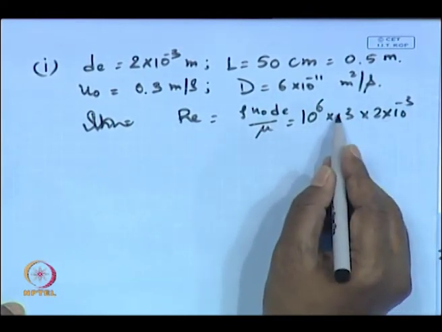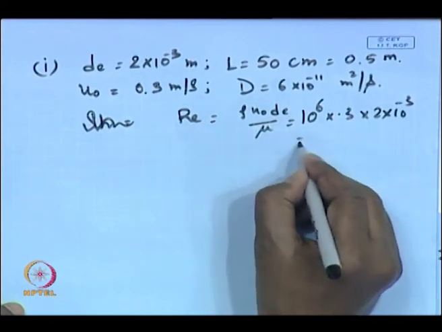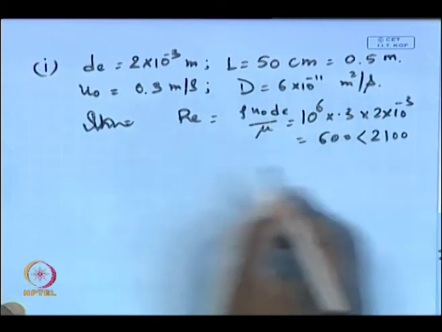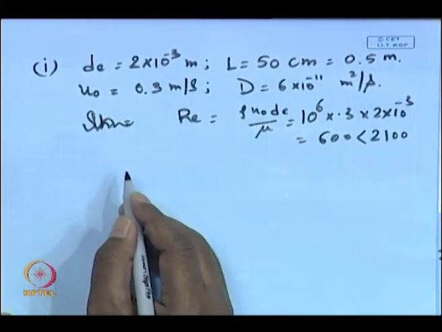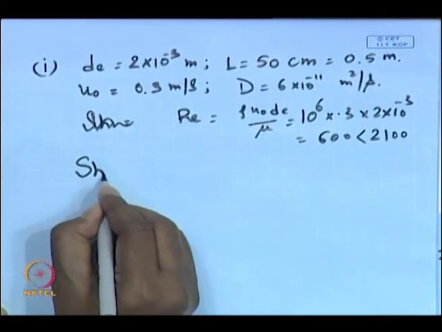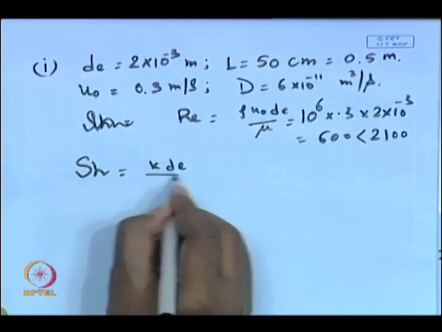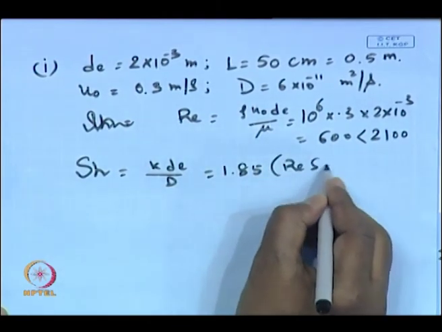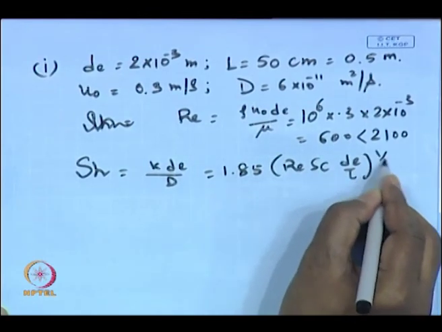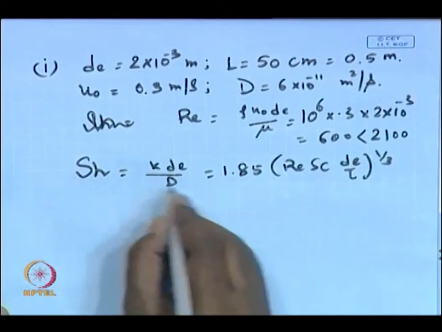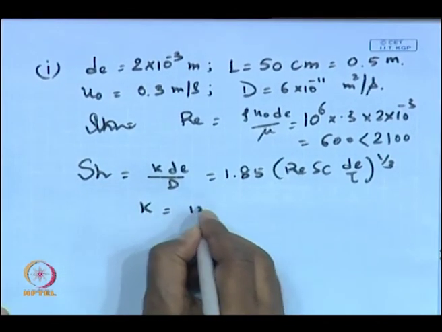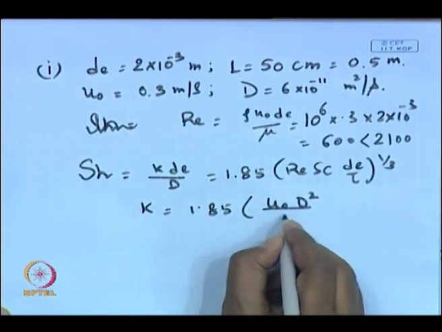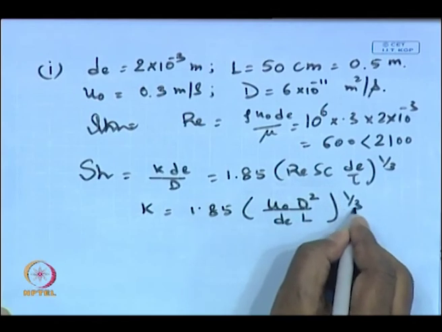So, it will be 600, right. So, it is definitely less than 2100 and it is laminar flow. So, we will be using the Sherwood number for the laminar flow profile. So, Sherwood number, K d by D, is equal to 1.85 times (Reynolds Schmidt d by L) raised to the power 1/3, and if you simplify this, the mass transfer coefficient turns out to be 1.85 into (u0 d square divided by D L) raised to the power 1/3.